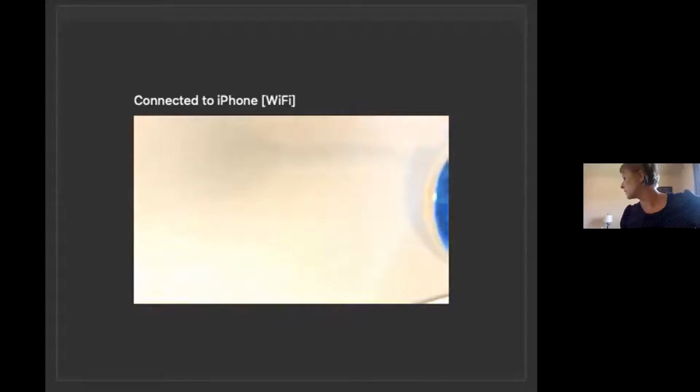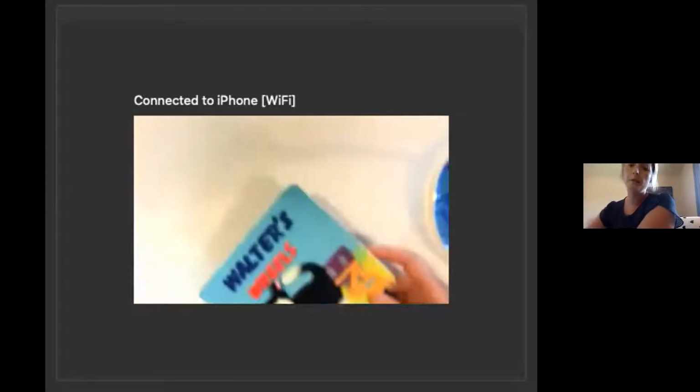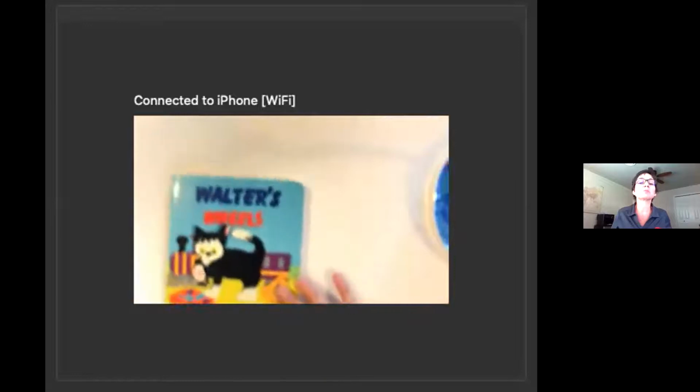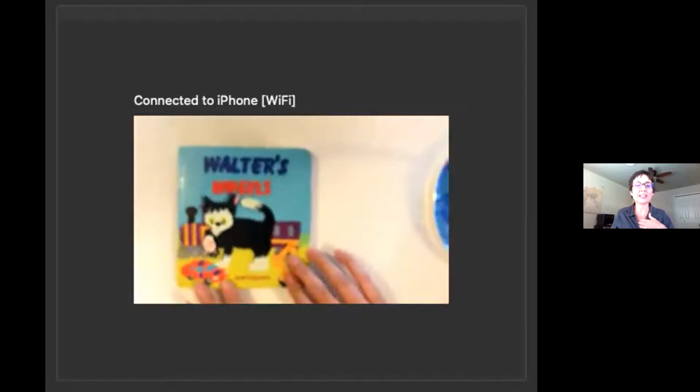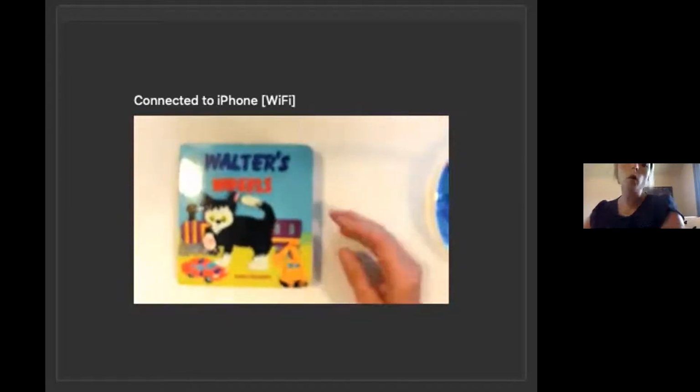Okay. So adapted books, they're still my favorite. I'm going to talk about them all day long. They're great for learning, cognition, and development. Oh man, Shelley, am I right side up? Yes, you're perfect. Okay. So here we have Walter's Wheels.